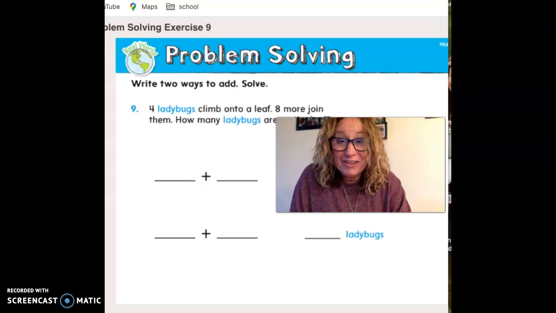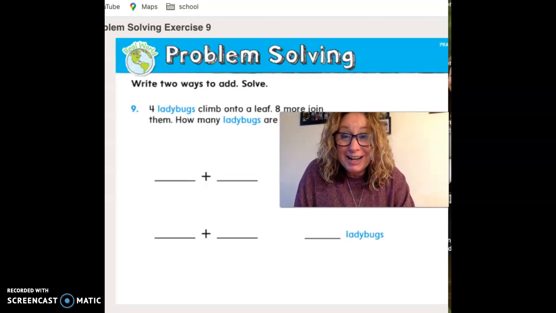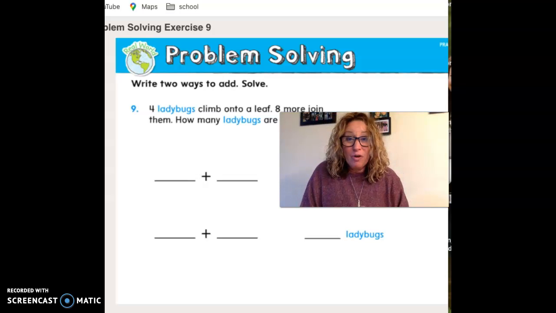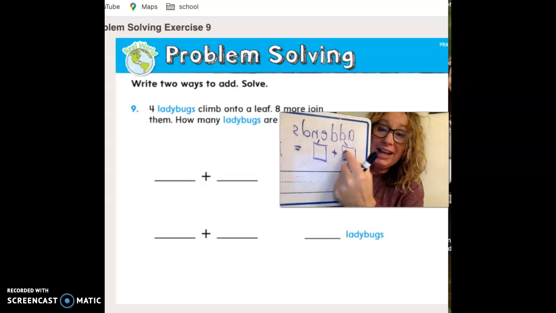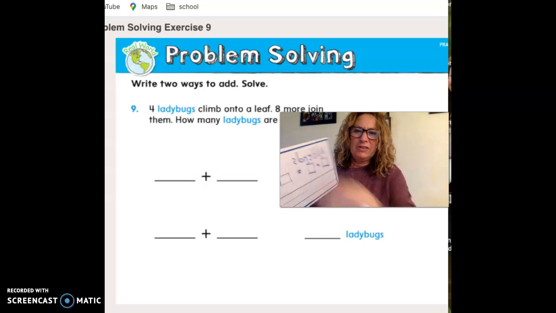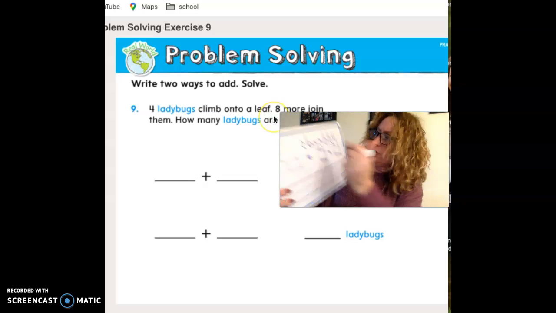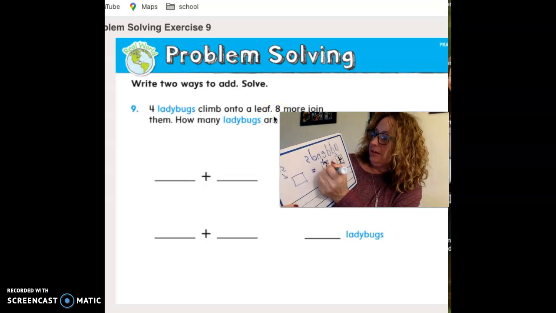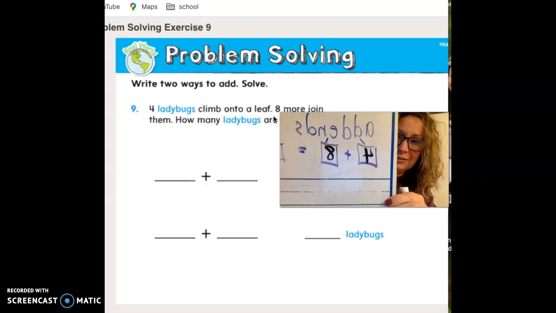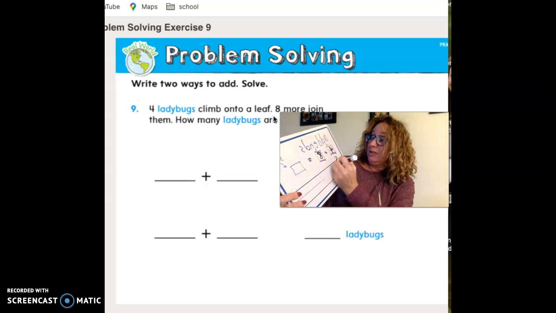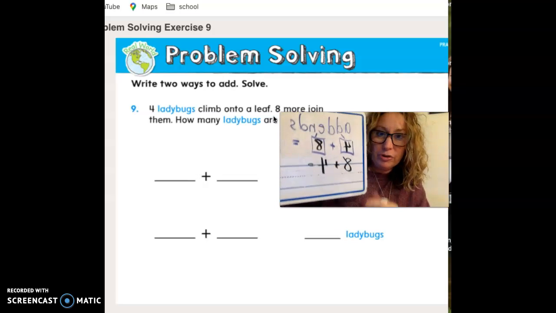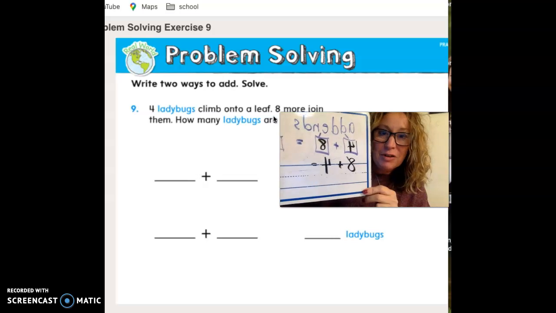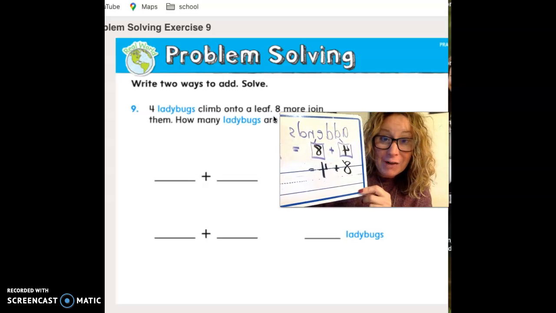All right, great job. Yes, as we were working on it and we shared out, we can see we can write it 2 different ways. So I have my first addend, and sum. It started with 4 ladybugs and 8 more joined them. So I could write 4 plus 8. And I can write 8 plus 4. So we just turn those around. So what is our sum? How did you solve it?